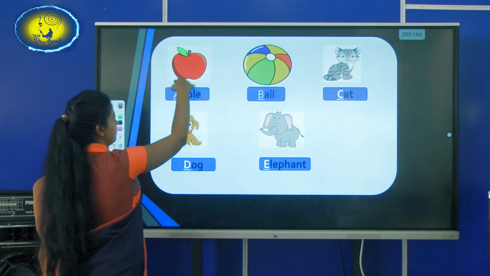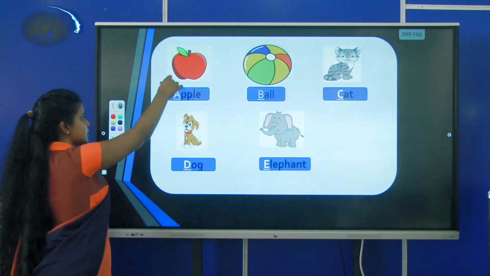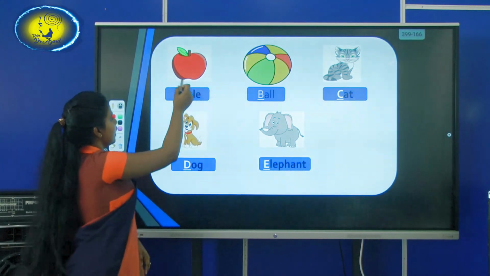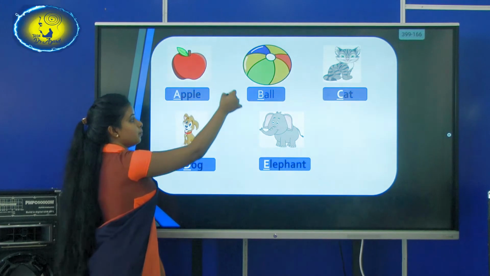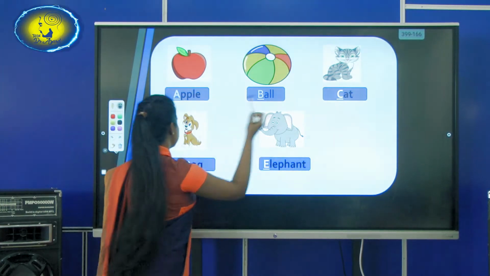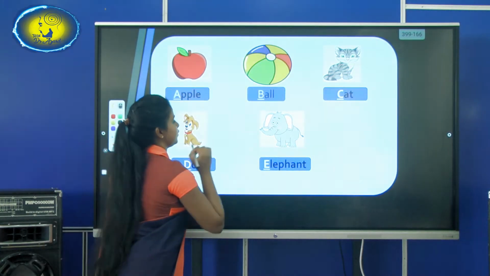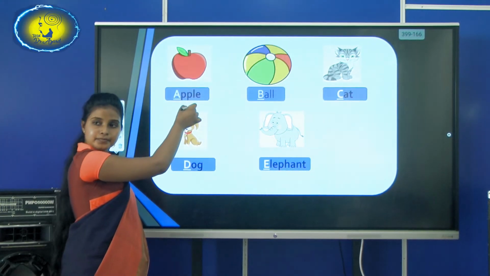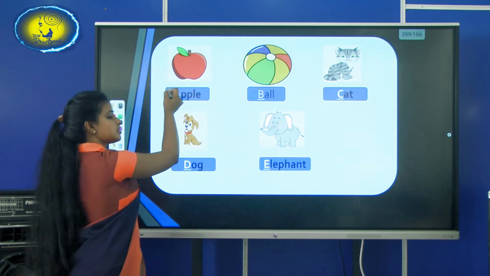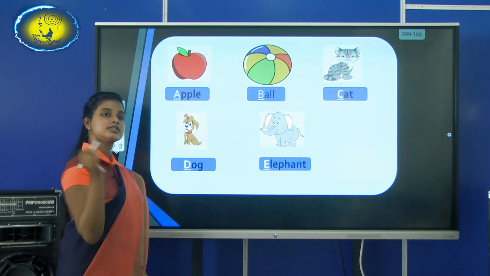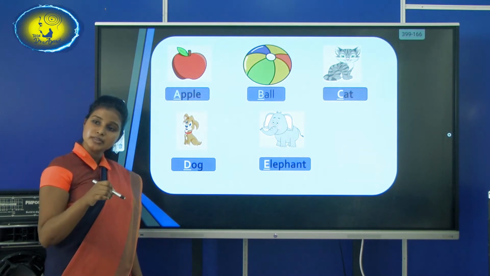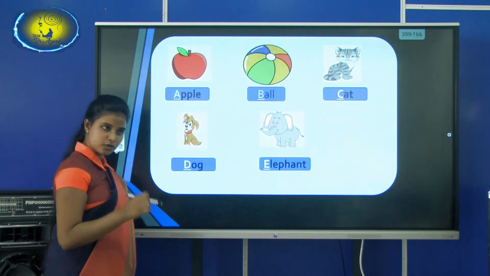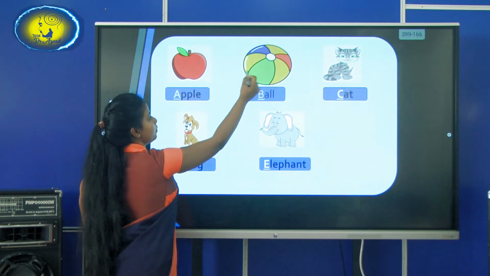First one, apple. This is a picture of an apple, isn't it? Apple is a fruit. Next, ball, cat, dog, elephant. Children, what is the first letter of this apple? Obviously, it is A. So, children, what is the first letter in our alphabet? That is also A, isn't it, children? It is also A.